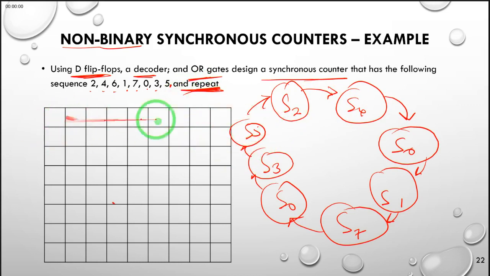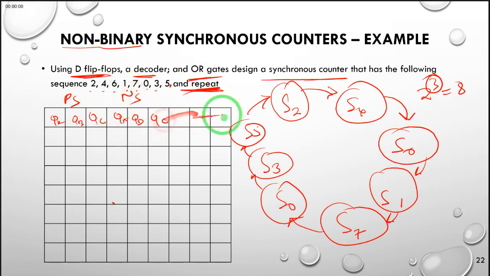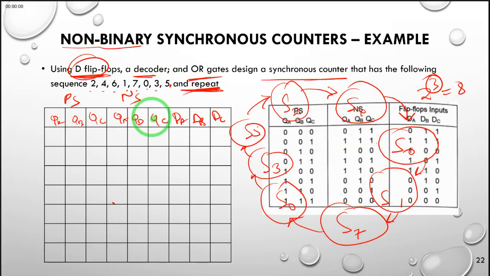If I list for you, the first thing is to determine the number of flip-flops required. You can see we have 8 possible states, and therefore you can say 2 to the power 3 is equal to 8. Therefore we need 3 flip-flops. So you have QA, QB, and QC, and then you determine what is the next state for QA, QB, and QC, and then what are the required inputs. You are using the D flip-flop, so you only need 3 inputs: DA, DB, and DC. You follow the same procedure, and that procedure is listed for us here.